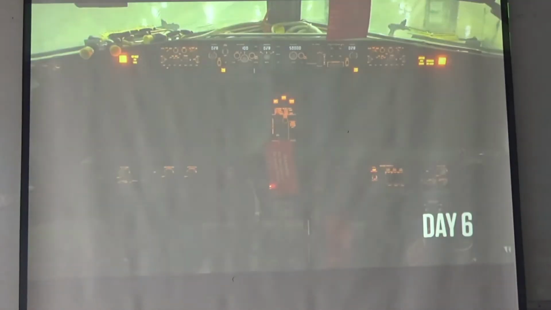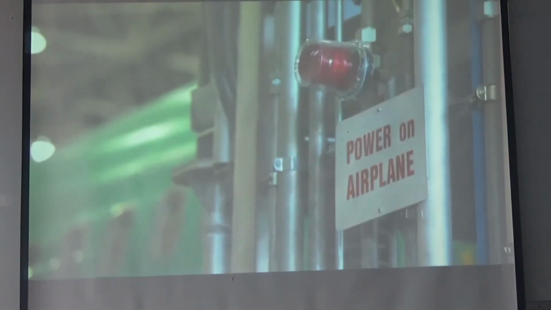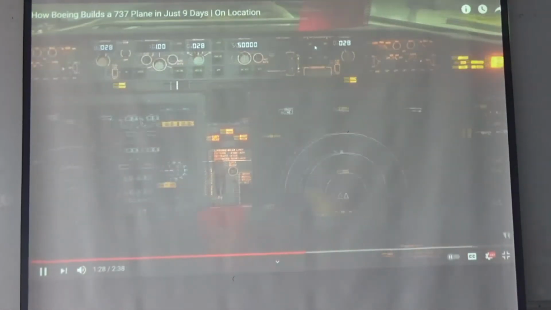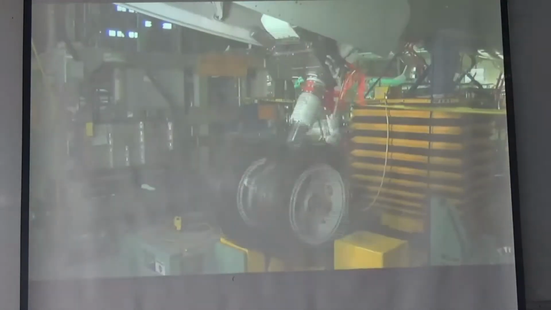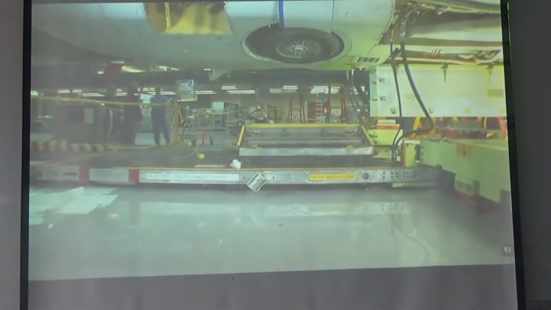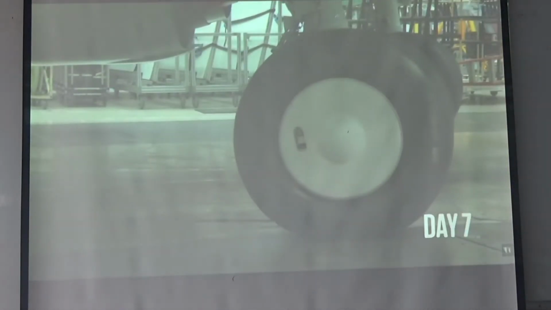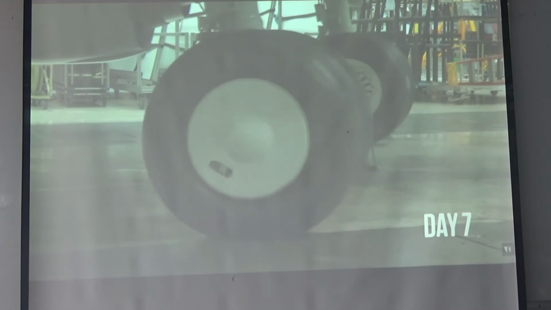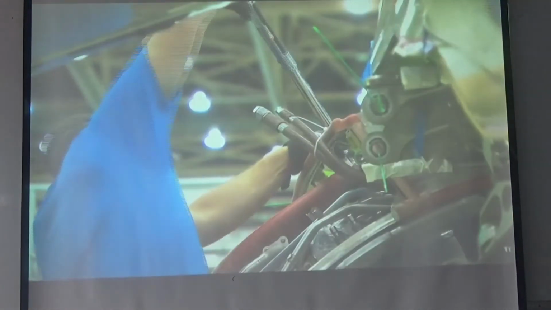Then, on day 6, the plane comes alive. That flashing red light means there's power to the airplane. Large-scale tests are now possible. Like, does the landing gear retract properly? It had better. The next time it's folded away will be when this plane takes off for the first time. Day 7, and the plane's weight is set on its own wheels, and the engines are fixed to the wings along with their own network of wires, cables, and tubes.